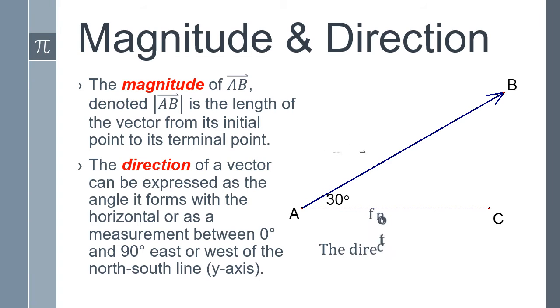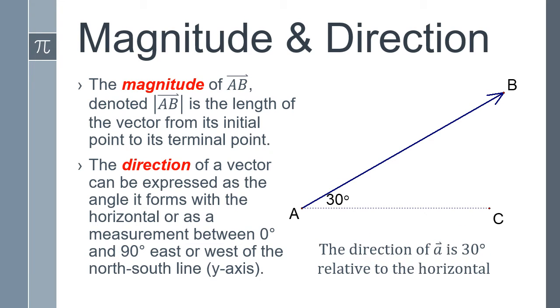All right, so magnitude and direction. The magnitude of vector AB, denoted as the absolute value of vector AB, is the length of the vector from its initial point to its terminal point. The direction of a vector can be expressed as the angle it forms with the horizontal, or as a measurement between 0 and 90 degrees east or west of the north-south line, the y-axis. So in this case, the direction of vector A is 30 degrees relative to the horizontal.